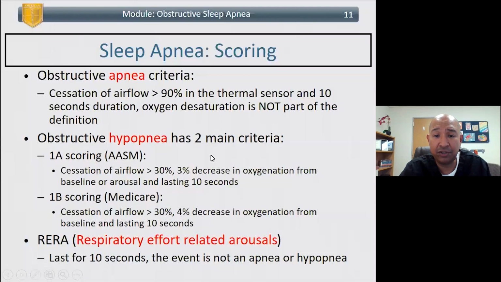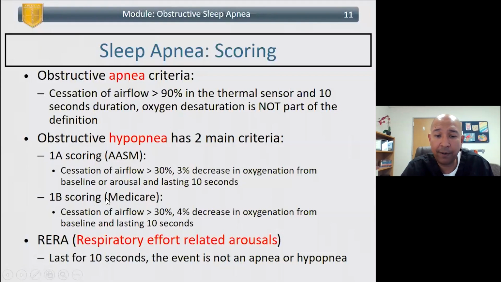Obstructive hypopnea has two main criteria. There's going to be the 1A. It reminds me of AASM, because there are so many ways to get the diagnosis of OSA. Sensation of airflow decreased greater than 30%, with a 3% desaturation in oxygenation from baseline, or, and the key word here is or, an arousal. Back to the first question, it's not mandatory to have an arousal. It could be or an arousal. And it lasts for at least 10 seconds.